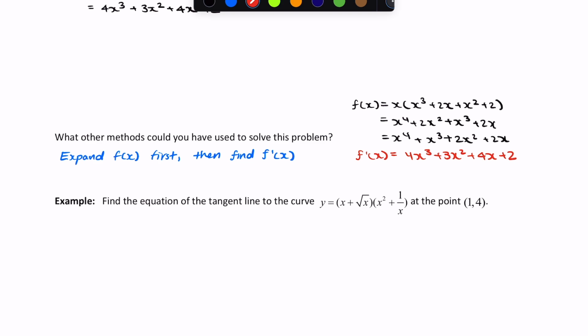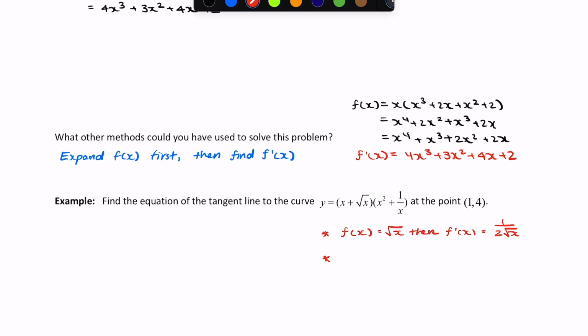So again, if we remember a couple of things. First, if f of x is equal to square root x, then f prime of x is equal to 1 over 2 square root x. And we looked at that in an example previously. So that's one thing to remember.